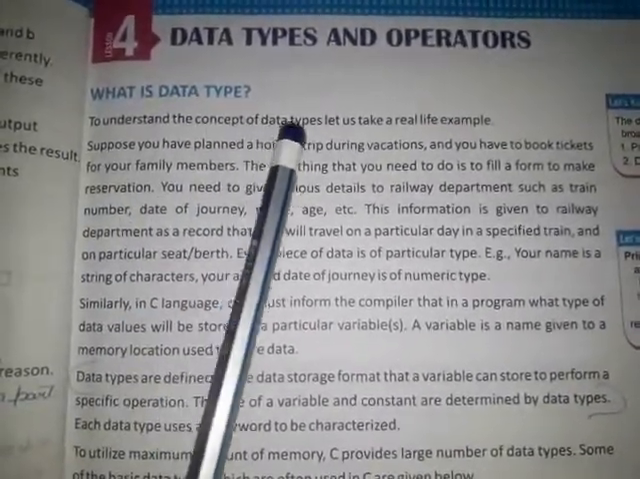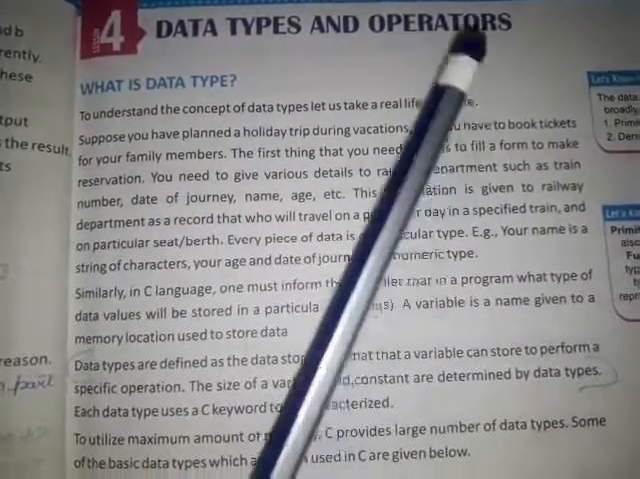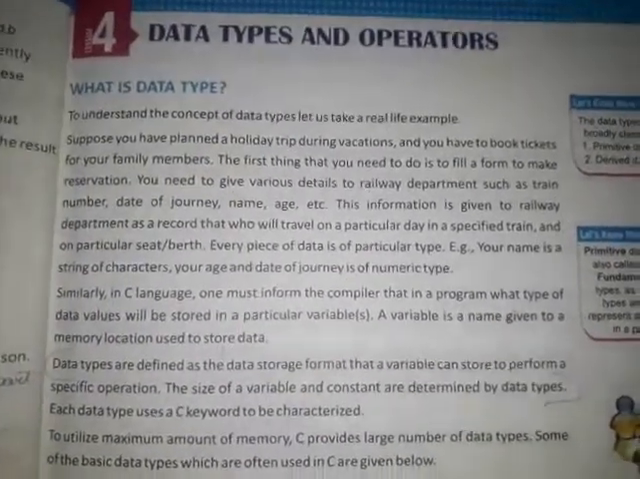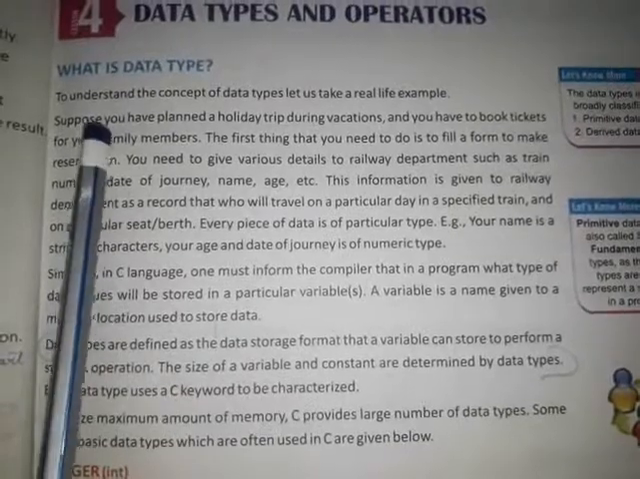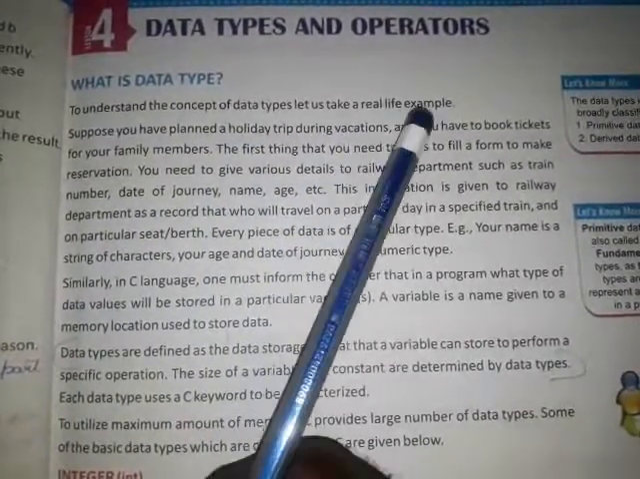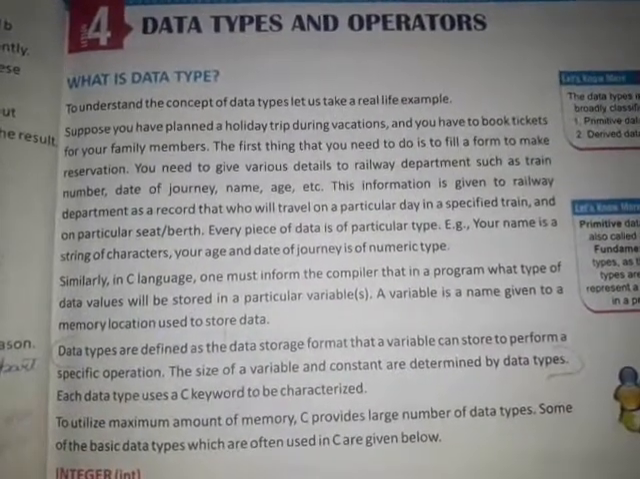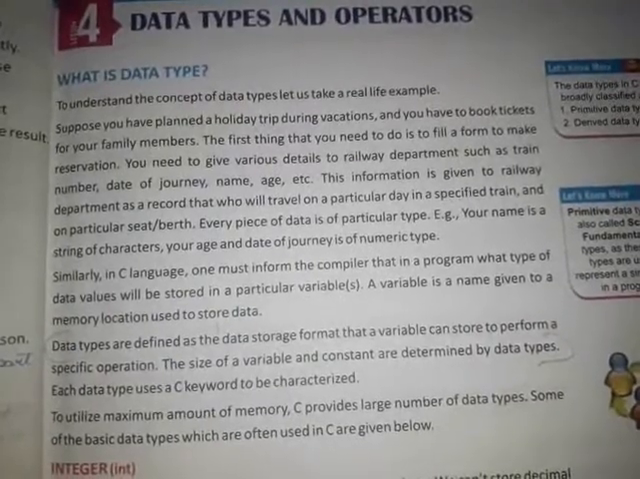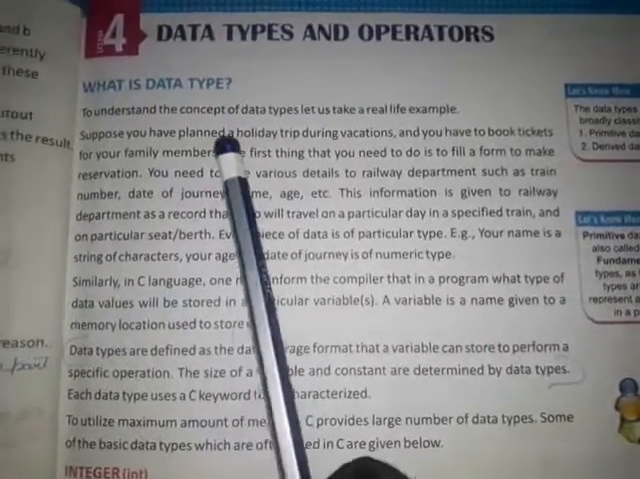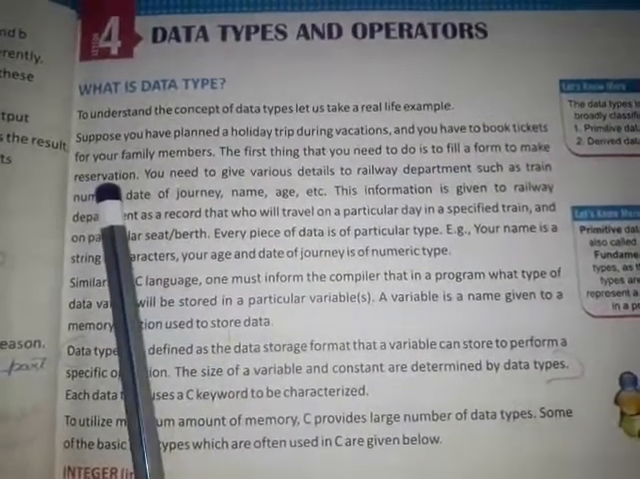To understand the concept of data types, let us take a real life example. Suppose you have planned a holiday trip during vacation and you have to book tickets for your family members. You are going on a trip in your vacation and you have to book your ticket from the railways. The first thing you need to do is fill a form to make a reservation.